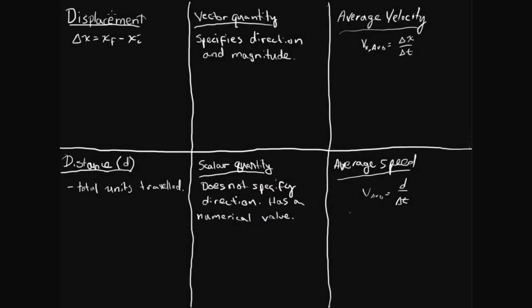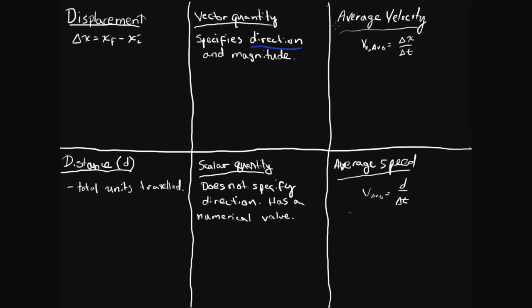Okay, so first I have divided this into 6 sections. The ones on top are all vector quantities, in the middle saying vector quantity. A vector quantity specifies direction and magnitude. Specifically, the main thing to highlight here is direction. That's something that scalar quantities do not specify.